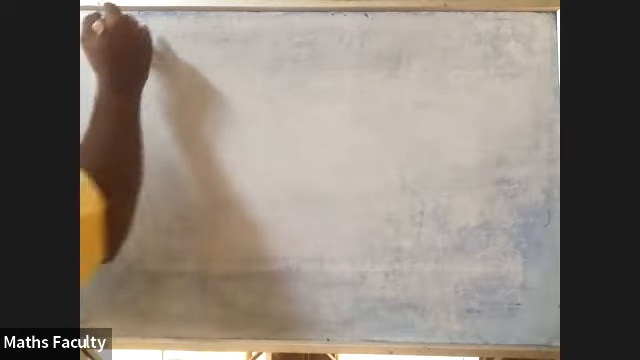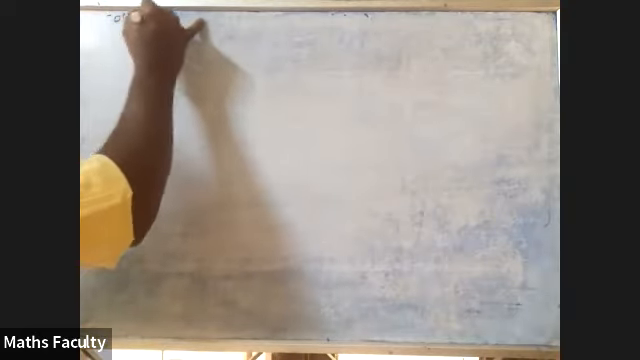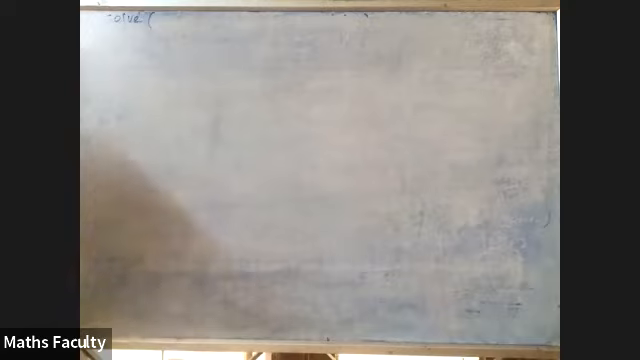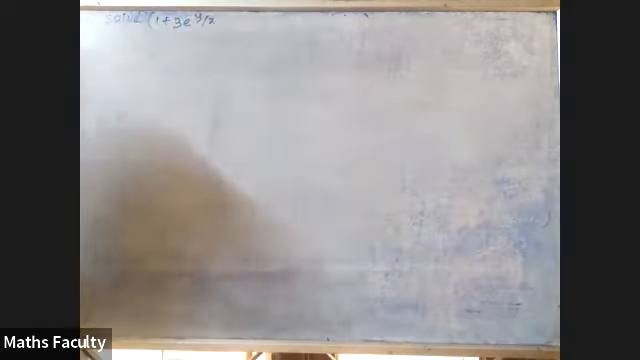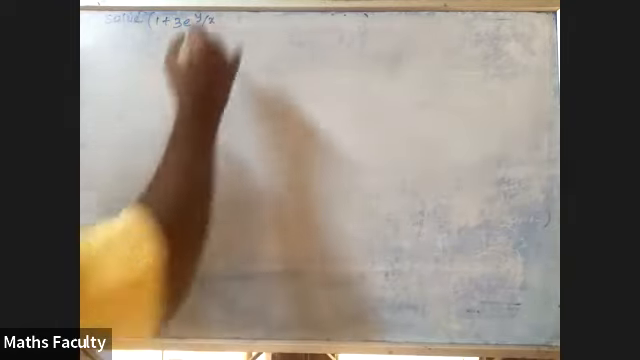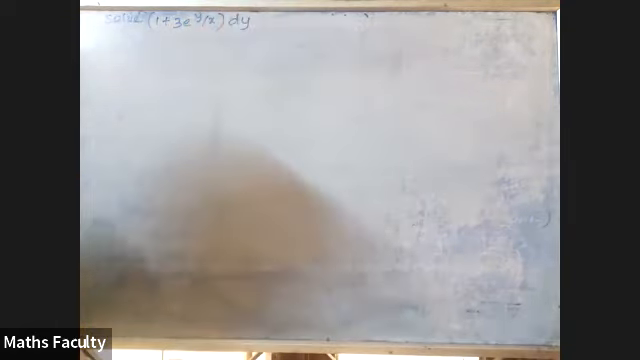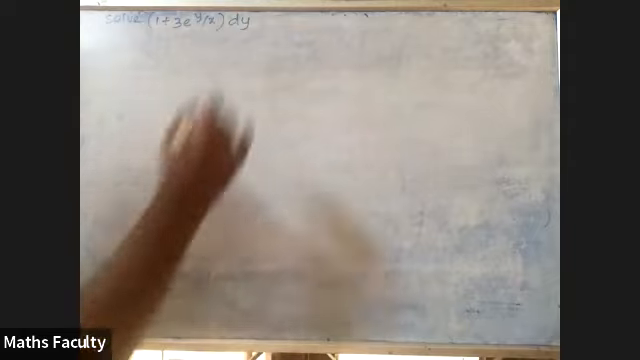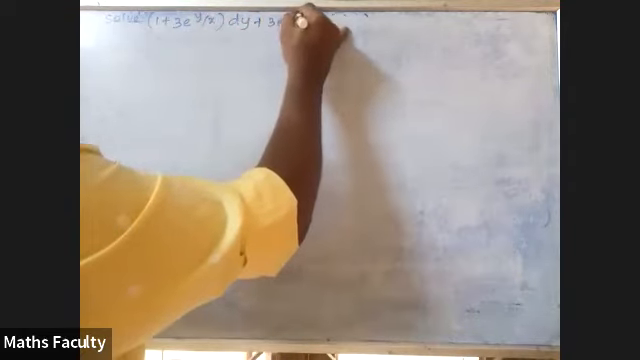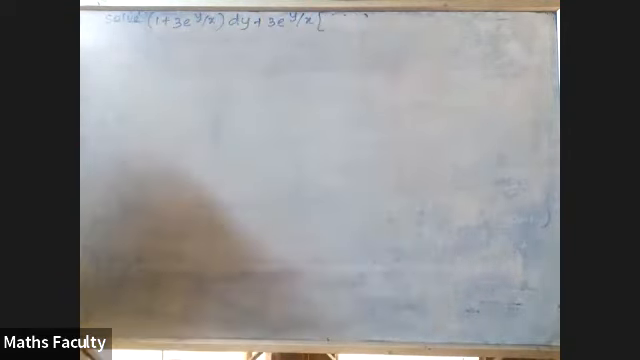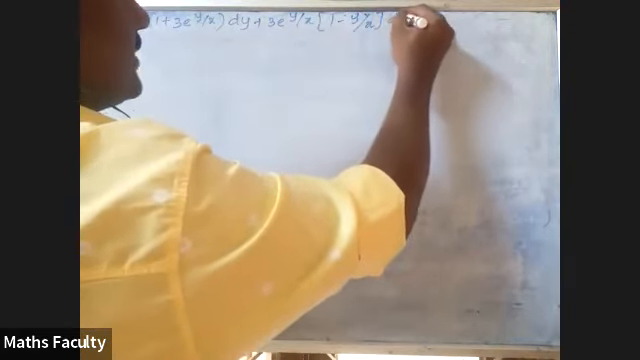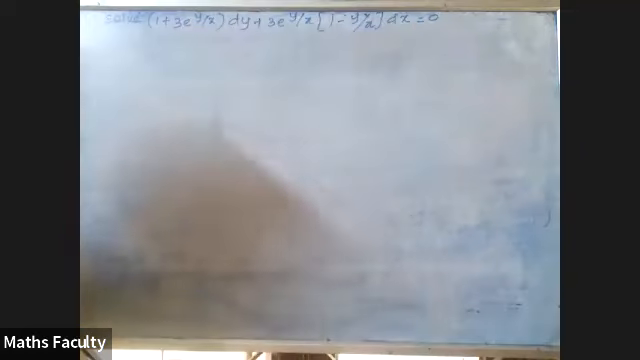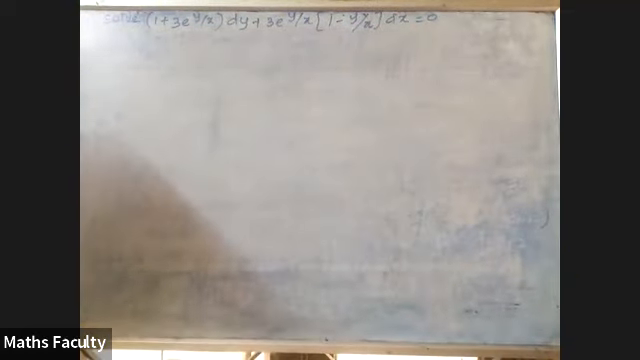Okay, next one. Solve (1 plus 3 e power y by x) into dy plus 3 e power y by x into (1 minus y by x) dx equal to 0.